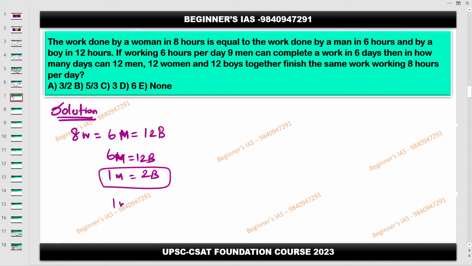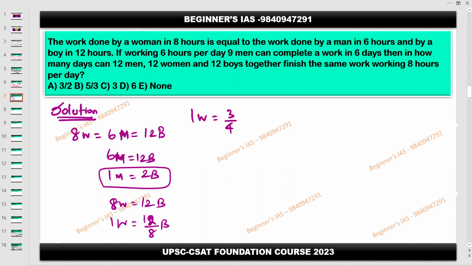Then calculate. 8 women is equal to what? You people also try to convert everything in terms of a boy or man or woman. So this is the kind of conversion only. So here, 8 women is equal to 12 boys. So therefore 1 woman is equal to what?